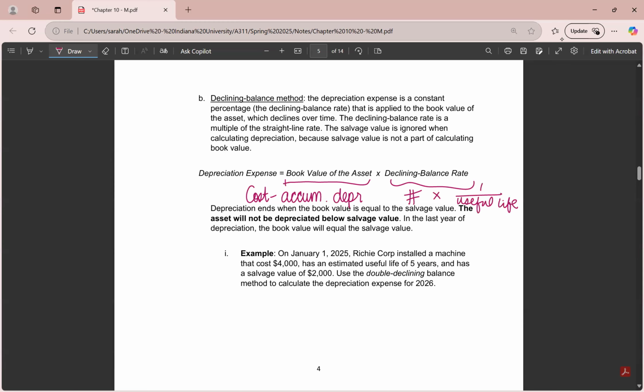And a note here that we can't depreciate forever. So depreciation is going to end when the book value is equal to the salvage value. So this is an important note. That means we have to make sure that our book value is greater than or equal to salvage. That is a rule.